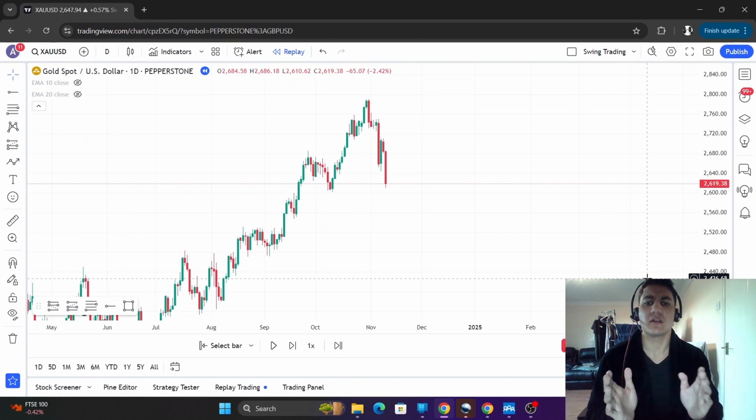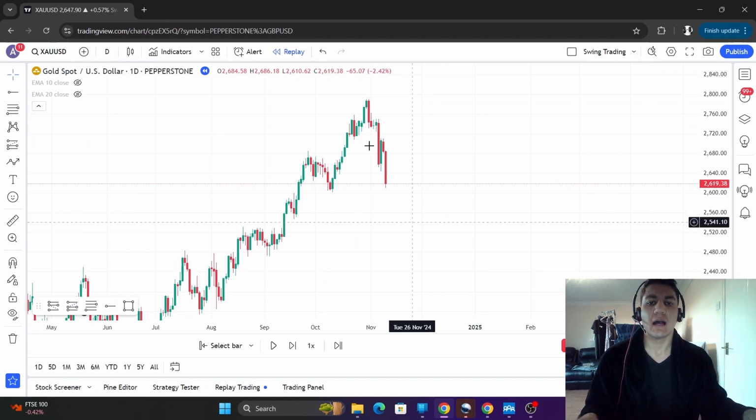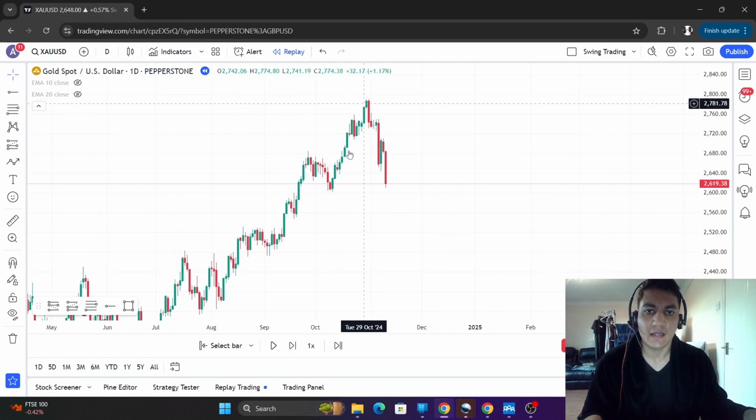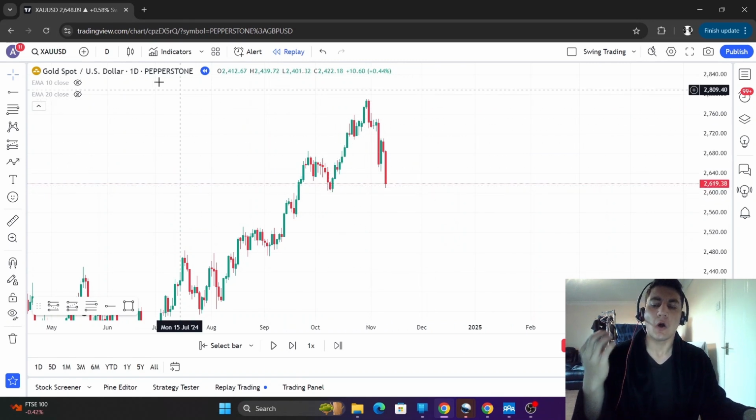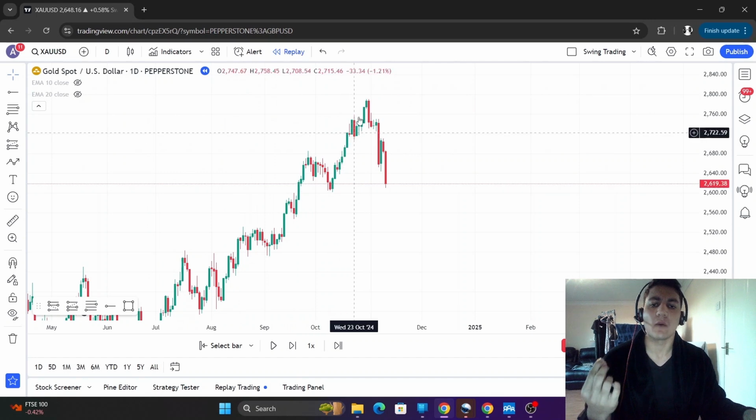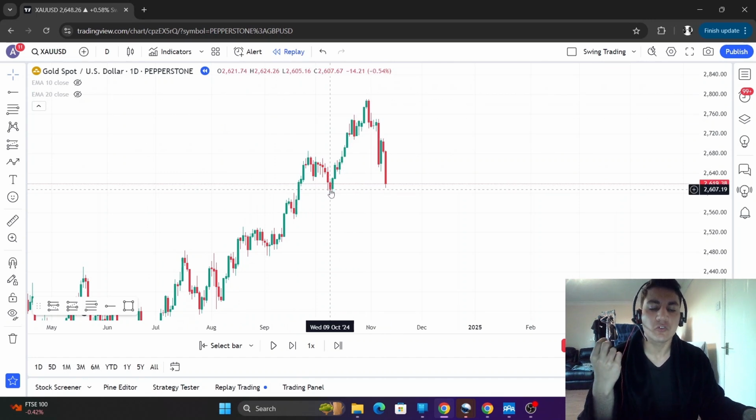Okay, so what is liquidity actually, right? We hear about this all the time, liquidity. What actually is it? It's simply highs and lows, right? Most importantly, on the higher time frames, so the daily and the 4-hour, key highs and key lows will have lots of orders there. Now, what do we mean by orders? We mean stop loss orders.